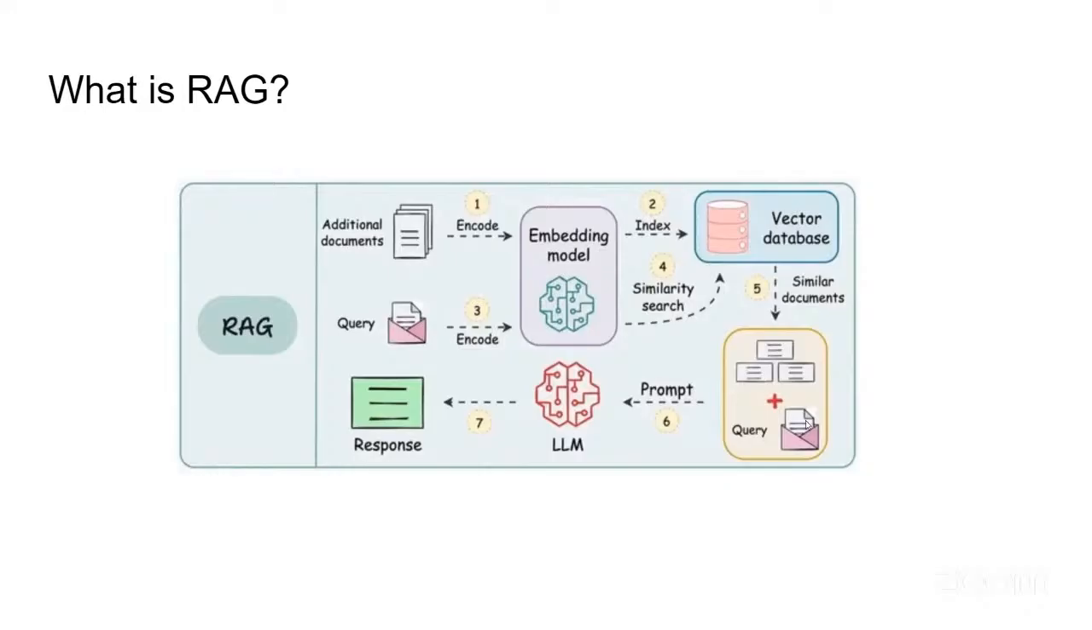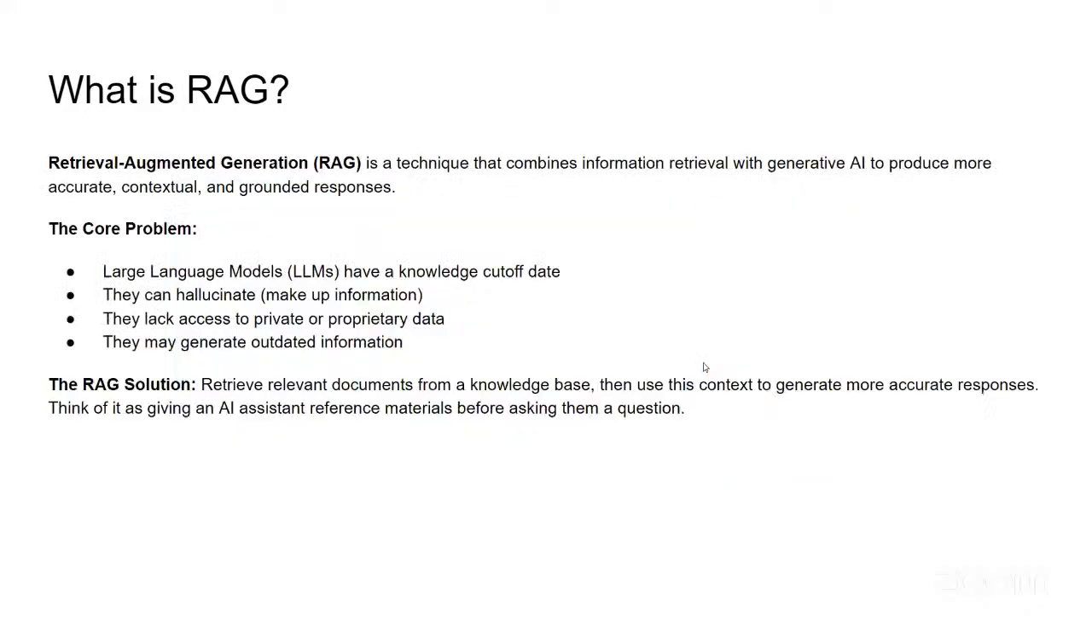Again, RAG is a technique that combines information retrieval with generative AI to produce more accurate, contextual, and grounded responses. So what is the core problem? Why do we need RAG? Typically we know that when you ask ChatGPT a question, it is able to answer, correct? Let's say you ask what is the capital of India, it will be able to answer, or whatever is there in the public domain, it can answer, correct?